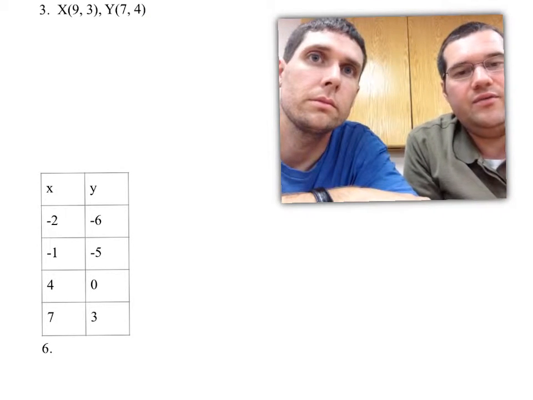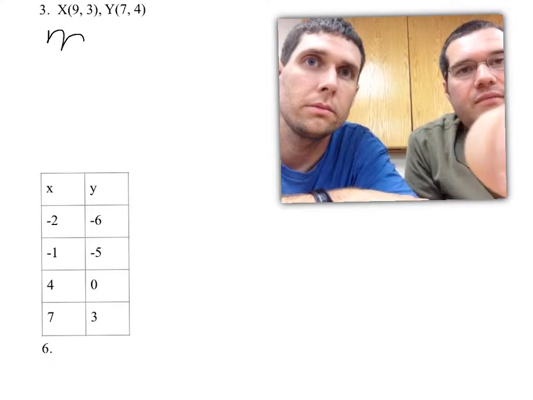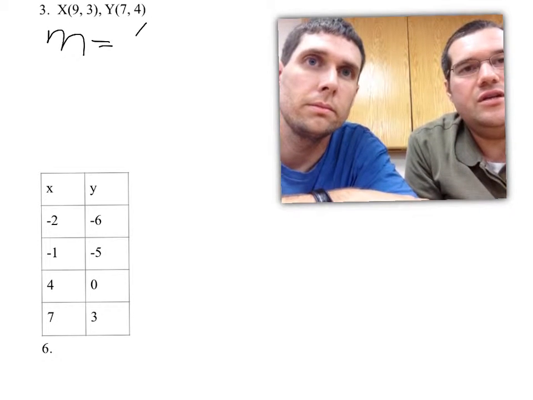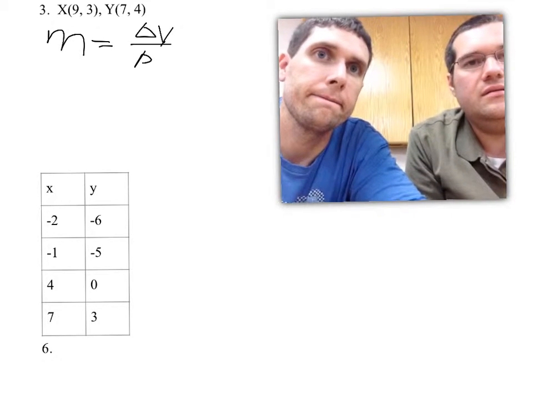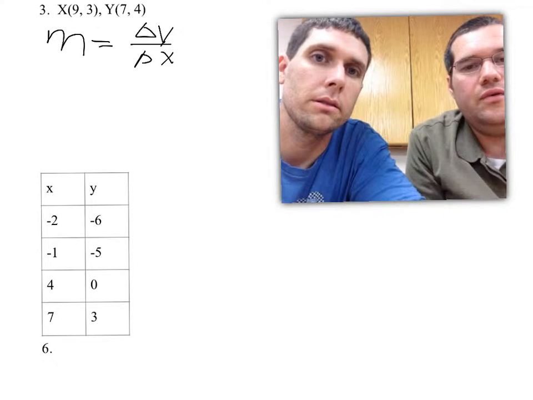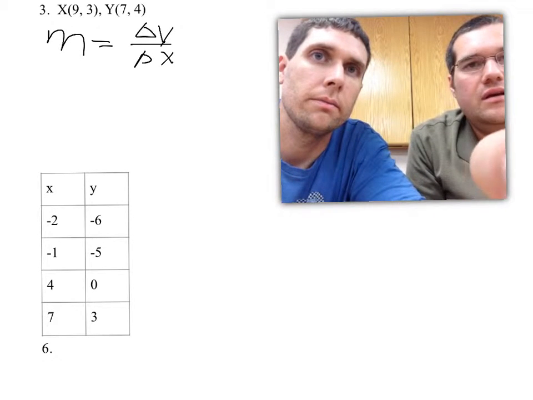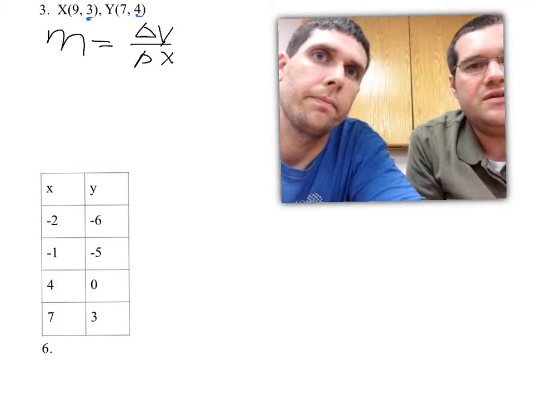So the first thing I would do is write down our formula for rate of change. So I'm going to do m equals change in y, or delta y, over delta x, okay? So what I do first is I'm just going to underline my y's. So I have a 3 for this point, and I have a 4 for that point. And so now I'm just going to plug it in.